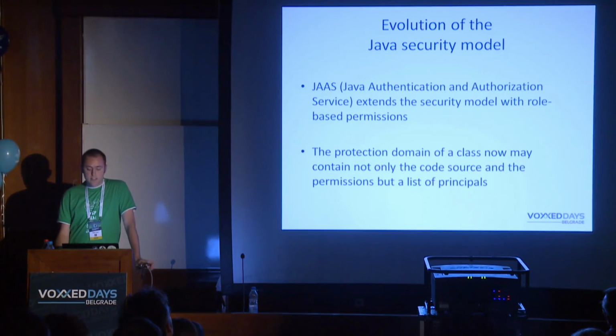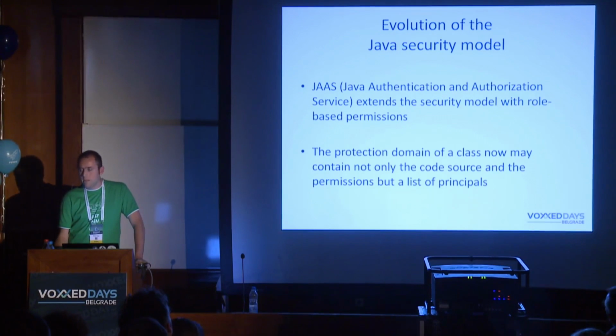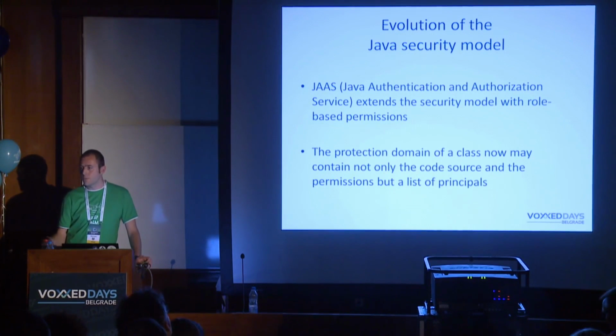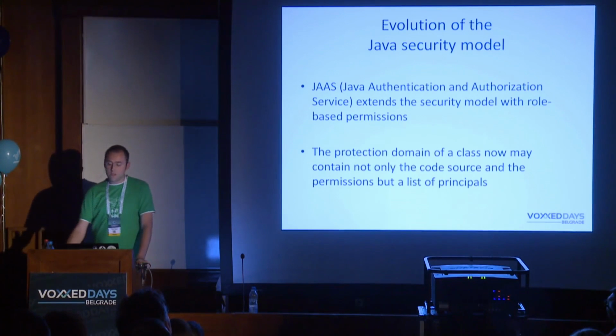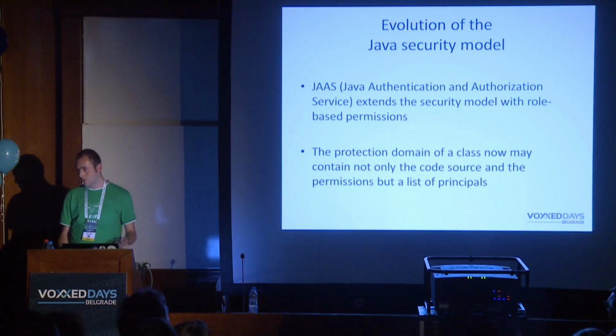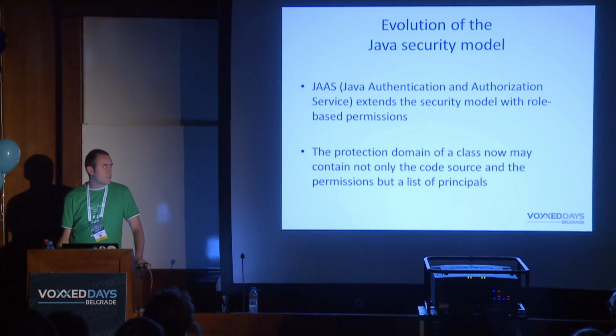So JAAS essentially has two parts. The one is the authentication part, and the other one is the authorization part. And now the protection domain of a Java class contains not only information about the location of an applet, but also information about who is the user that executes the applet, and what is the set of principals or properties that he needs to have in order to do something with the system. So basically now the protection domain as of Java version 1.4 contains both the source code or the location of the file and the set of permissions represented by a list of principals that may be specified in the Java policy file.